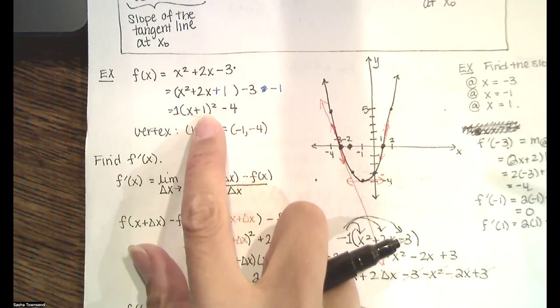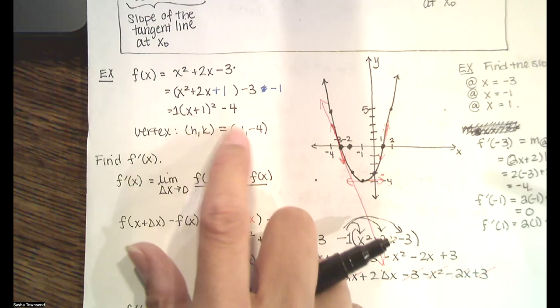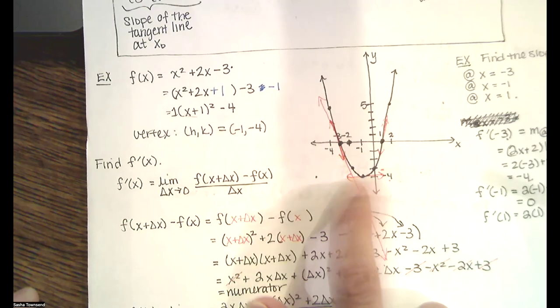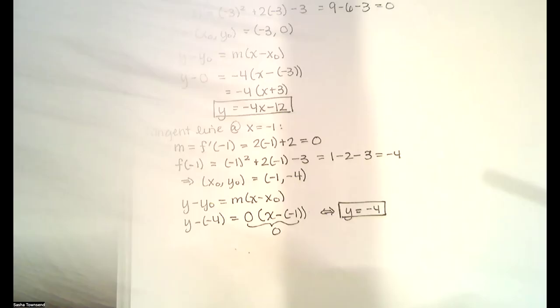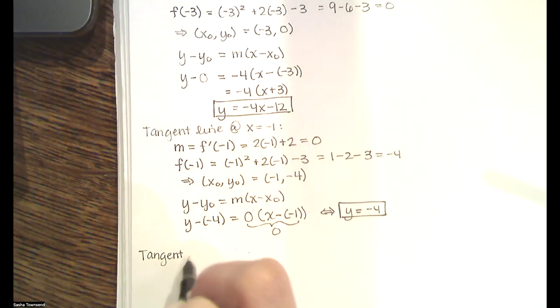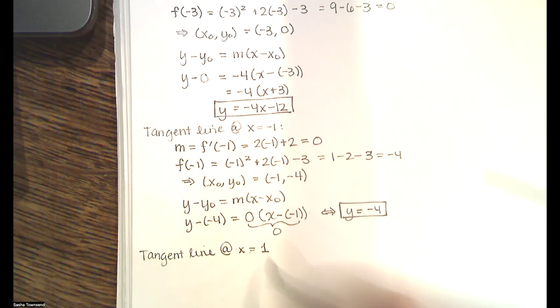When we wrote our function in this form by completing the square, we knew that the vertex would occur at x equals -1, y equals -4. So y equals -4 should be the tangent line there, which makes sense to us. And then we'll do this again at x equals 1.